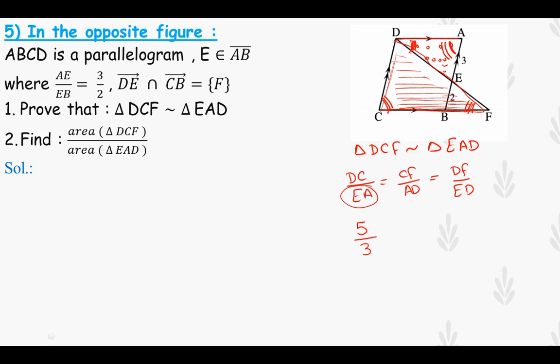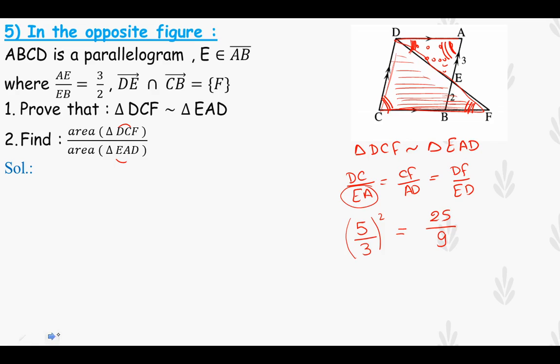The ratio between the areas of the two triangles is equal to the square of the ratio of two corresponding sides. We want the ratio between the area of triangle DCF and the area of triangle EAD. Here we have DC and EA, so the area of triangle DCF over the area of triangle EAD equals 5 over 3 all to the power of 2, which equals 25 over 9. So the ratio between the areas of the two triangles equals 25 over 9.